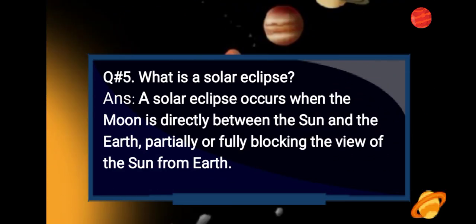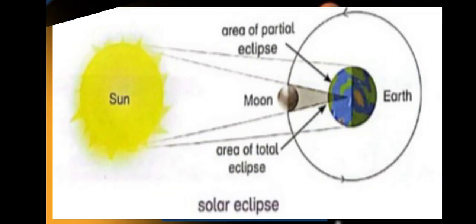What is a solar eclipse? A solar eclipse occurs when the moon is directly between the sun and the earth, partially or fully blocking the view of the sun from the earth. After writing its answer, you will draw its diagram. Here is the diagram. Now the sun, moon and the earth. The moon is blocking the sunlight reaching the earth, and as a result a shadow is made over there. This is the area of total eclipse and it's called the umbra, and this is the area of partial eclipse and this is called penumbra.